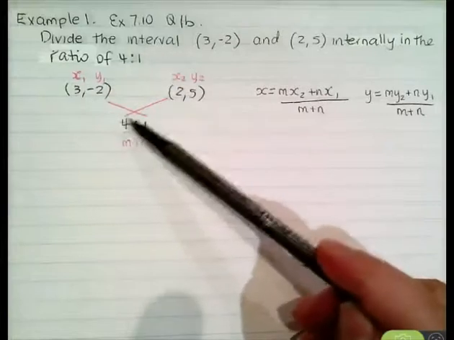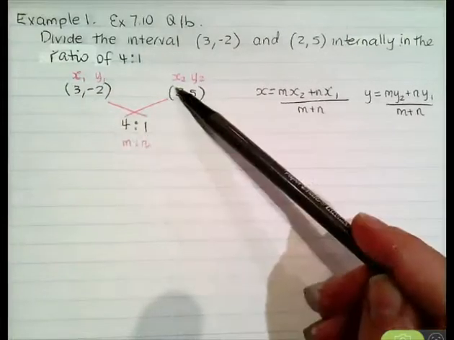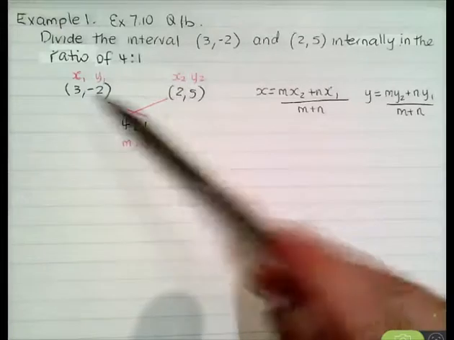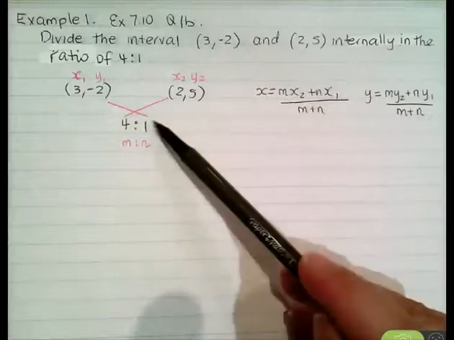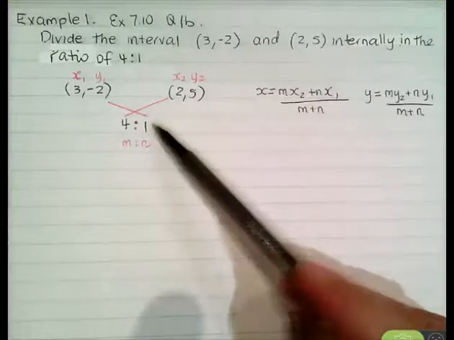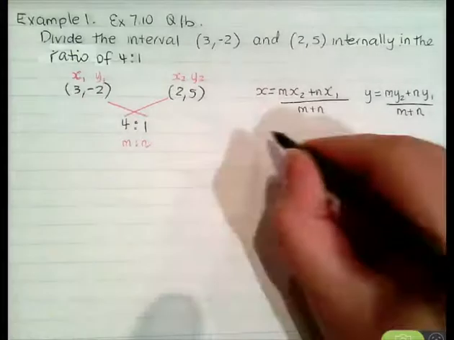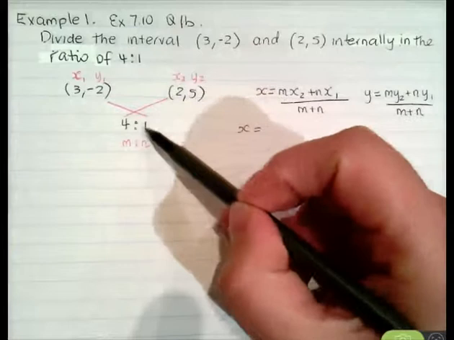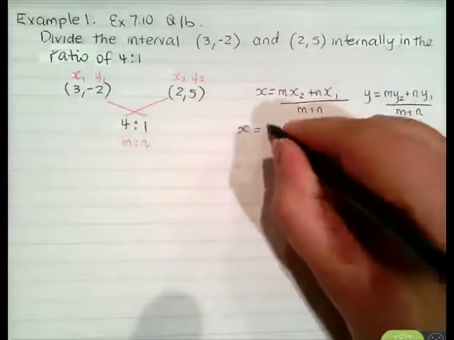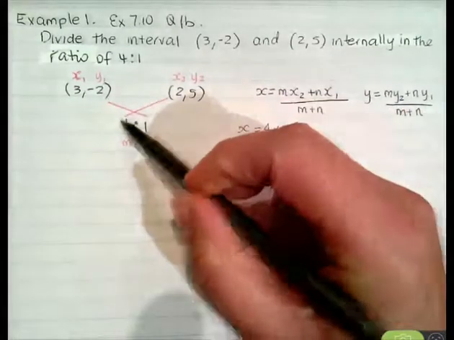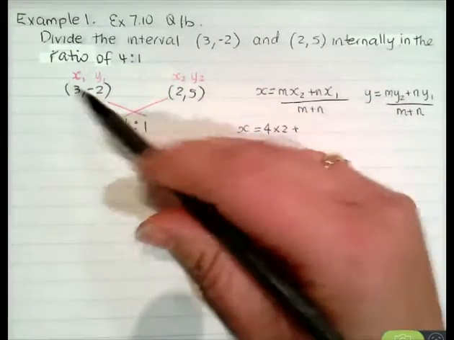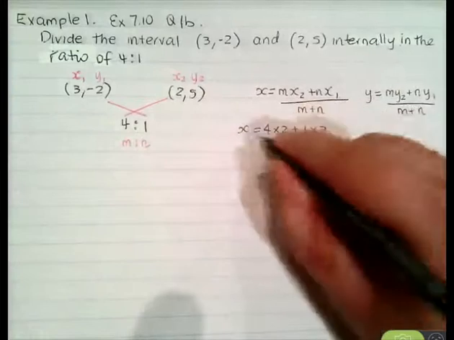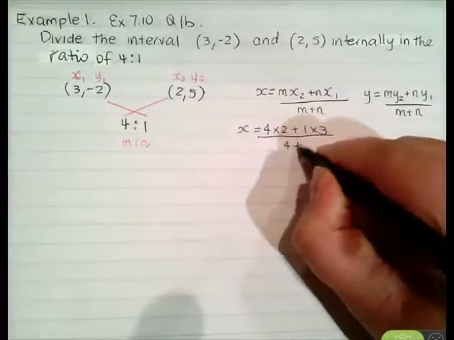So what we're really doing is we're multiplying this 4 by the x value here, plus we're multiplying this 1 by the x value over there, and then we're dividing it by the addition of m plus n, so we're dividing it by 4 plus 1. So I'm just going to do that over here. So the x value is going to be 4 times 2 plus 1 times 3. So the first value times the x over here plus the second value of the ratio times the x there. So it's 1 times 3 over, and then we add these two numbers here, over 4 plus 1.